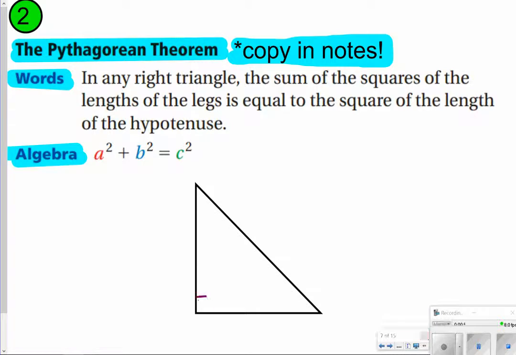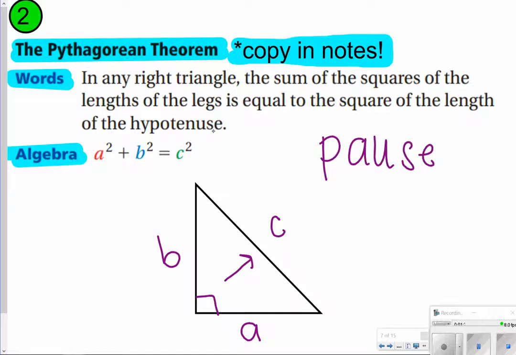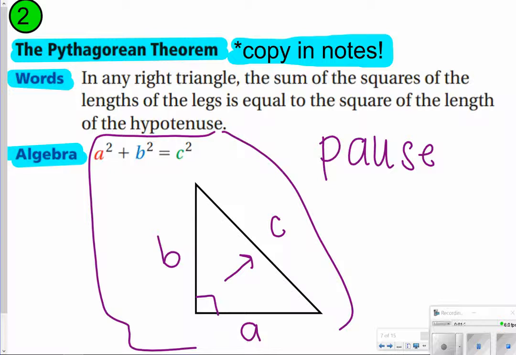Again, remember that A and B are the ones that are going to be touching the right angle. So A could be here and B could be there, or they could be switched around just as long as they're the only two sides touching the right angle. And then remember that C, or the hypotenuse, is always across from the right angle, and that's always going to be your longest side. Go ahead and take time now to pause the video here to make sure that you have the Pythagorean Theorem written down, and then once you're done, click play so we can try some questions.